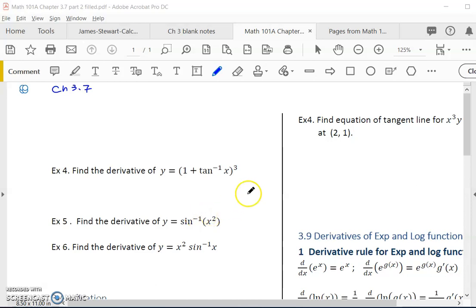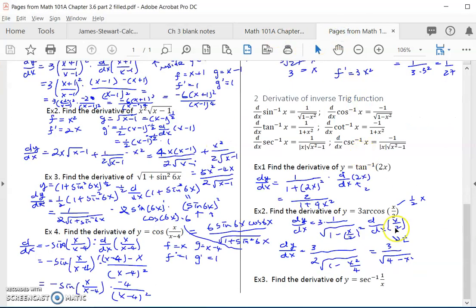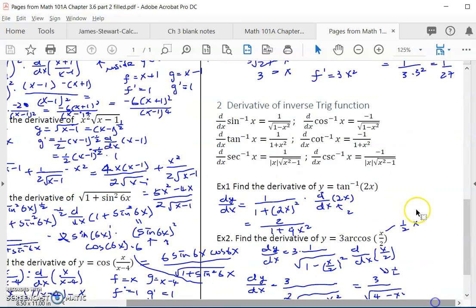Hello, calculus student. This video is for chapter 3.7, part 2, derivative of an inverse function. In the last video, we did the derivative of inverse trig functions. And so here are the formulas. Let me make it a little bigger so you can see it a little easier.